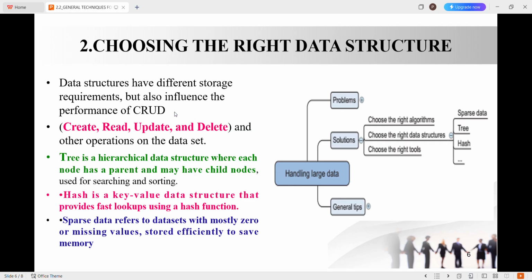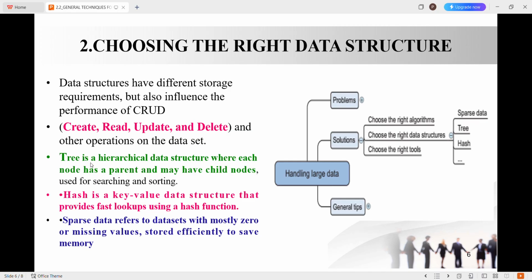You know that different data structures have different storage requirements, but they also influence the performance of CRUD, that is create, read, update and delete, right? Now, in the case of the right data structure, a few examples have been given.